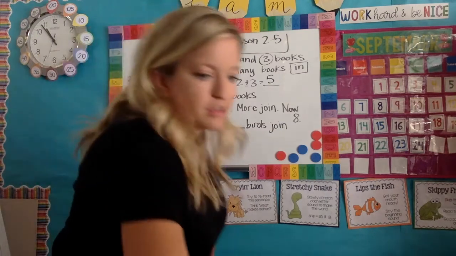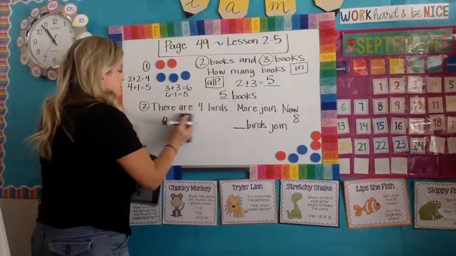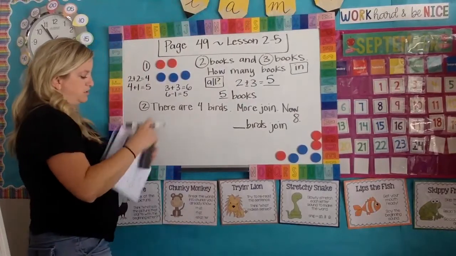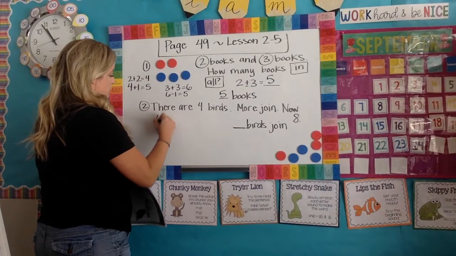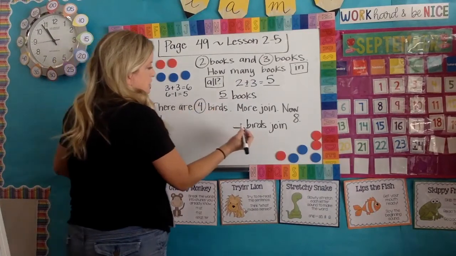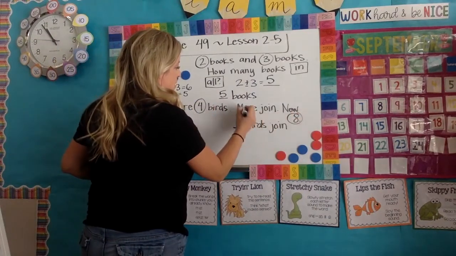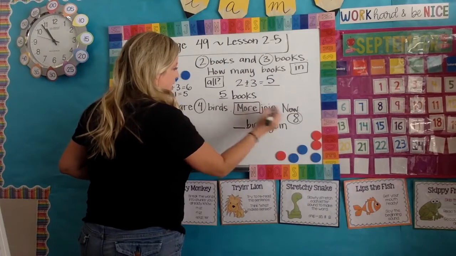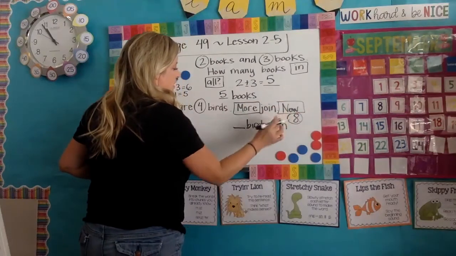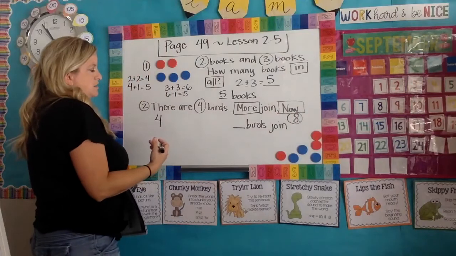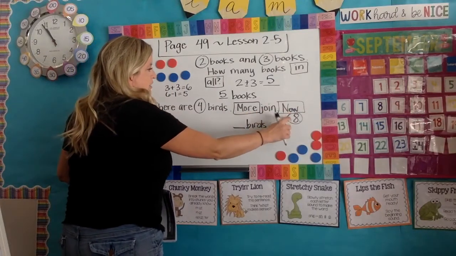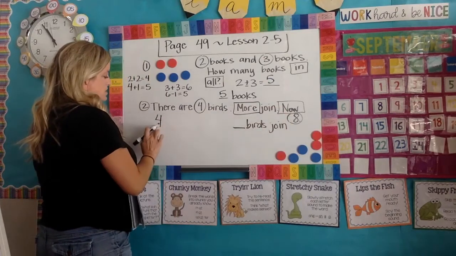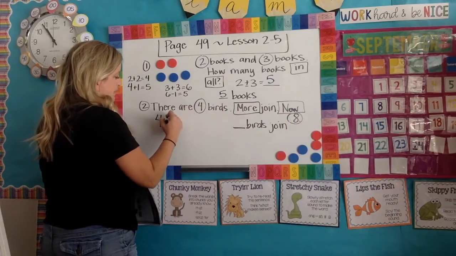So I'll show you how I did that. Pretend I don't have this written here. There are 4 birds, so I'm going to write 4. First thing I need to do is circle the numbers. Okay, more is my clue that I'm going to add, and now tells me it's not a more, I'm adding 8 more, it tells me now I have 8. So there are 4 birds, here I go. More means I'm adding.